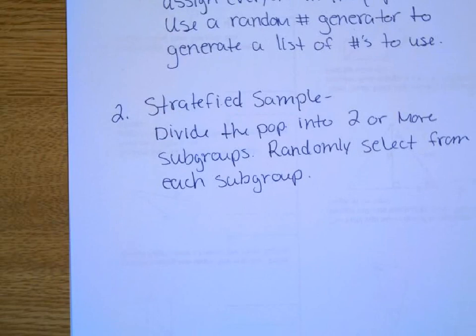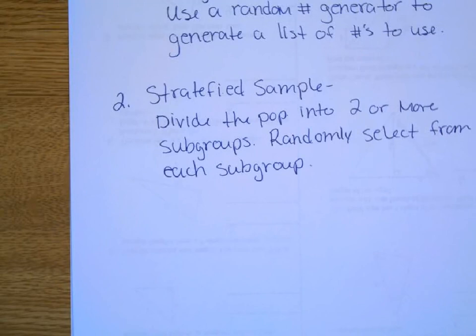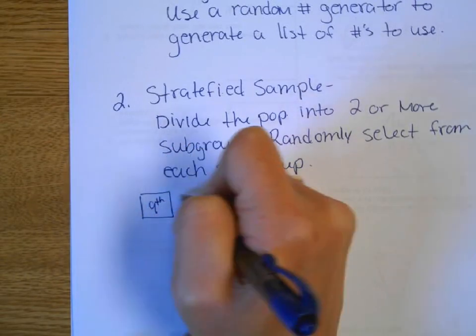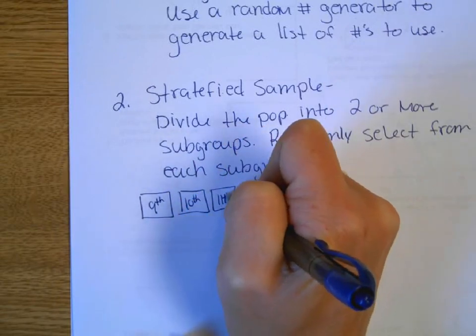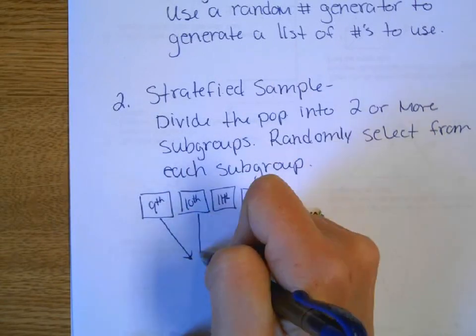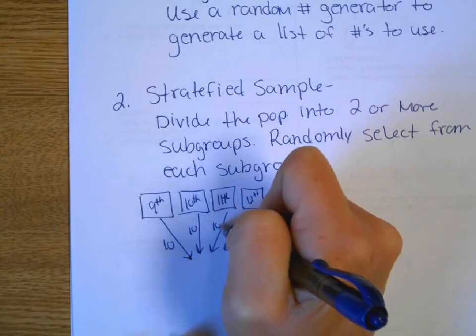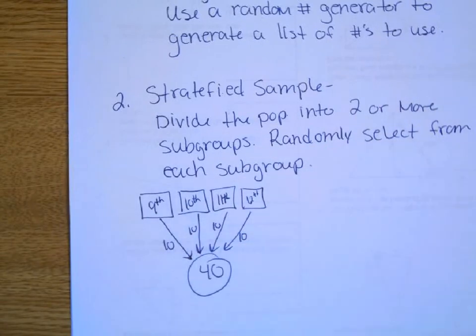So, let's talk about the high school as our population. I have to divide the high school into 2 or more naturally occurring subgroups. How could I divide the high school up? By grade. So one way I could do it, I could have the 4 groups: 9th graders, 10th, 11th, and 12th graders. And let's say I randomly select 10 from each class, and that will be my sample of 40. How else could I divide the high school?